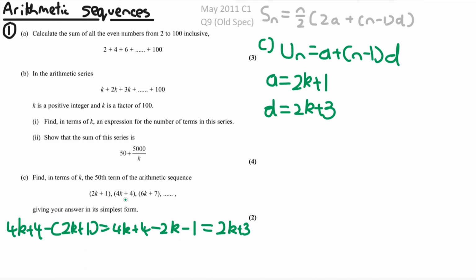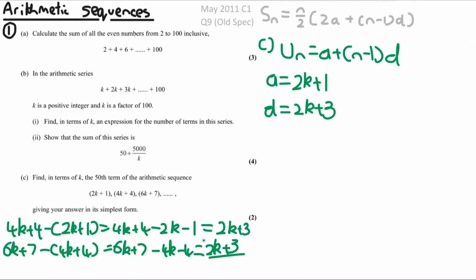If we really wanted to confirm that it goes up by this each time, we can find the difference between these terms as well. So it's going to be 6k plus 7 minus 4k plus 4, expand the brackets to 6k plus 7 minus 4k minus 4, which is equal to 2k plus 3, which is the exact same difference. It's a constant difference each time. So d is equal to 2k plus 3, and then n, as we want to find the 50th term, is going to be equal to 50.